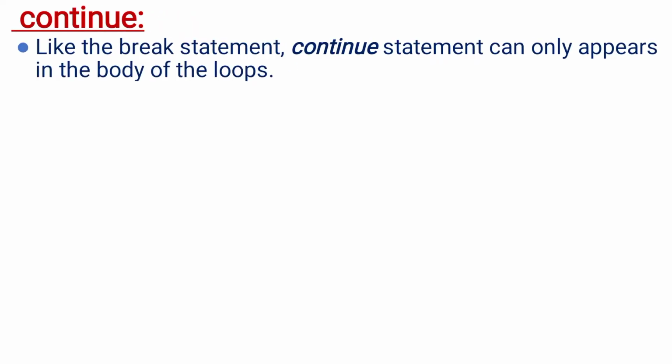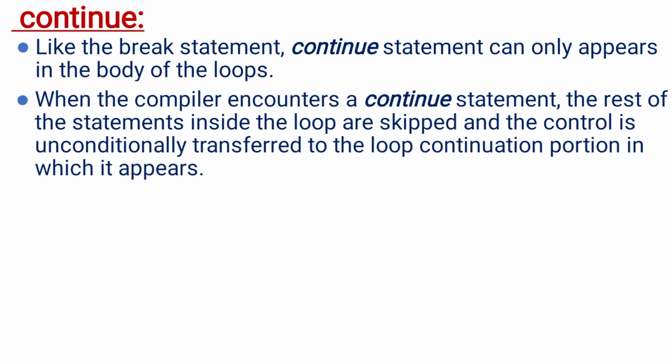Next we will see continue statement. Like the break statement, continue statements can only appear in the body of the loops. So the break statement we can use inside the loops as well as switch case, but the continue statement we can use only in the loops, not in switch case. When the compiler encounters a continue statement, the rest of the statements inside the loop are skipped and the control is unconditionally transferred to the loop continuation portion in which it appears.